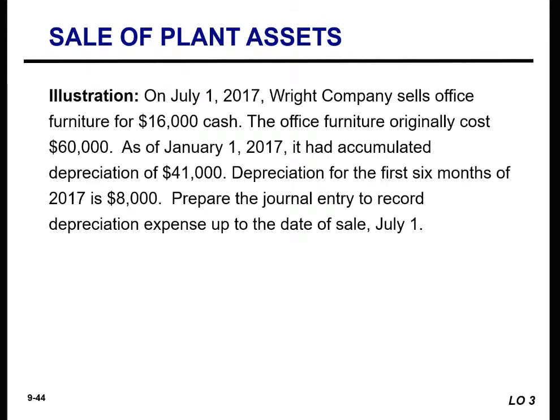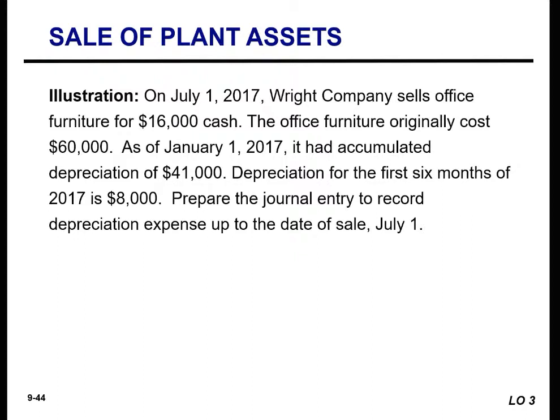So let's take a look at Wright Company, who sells office furniture for $16,000 cash. The office furniture originally cost $60,000. As of January 1st, it had accumulated depreciation of $41,000. Depreciation for the first 6 months of 2017 is $8,000. They want us to prepare the journal entry first to record the depreciation expense to bring it up to date as of the date of sale.